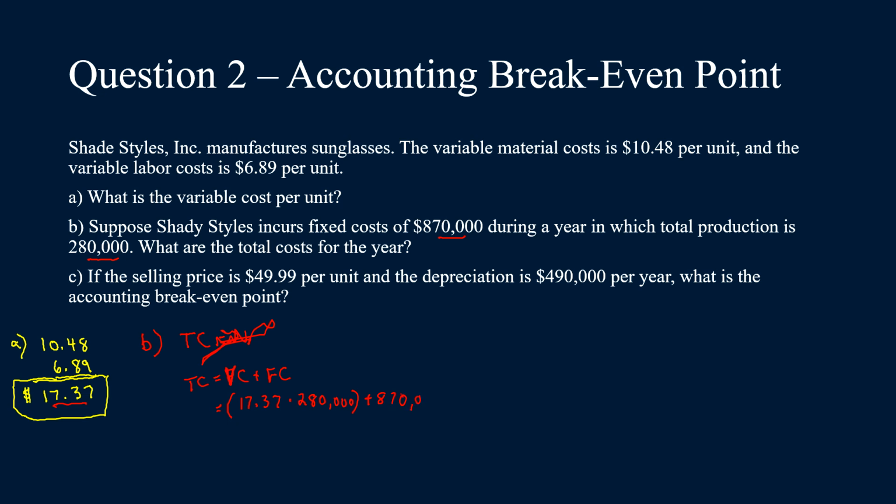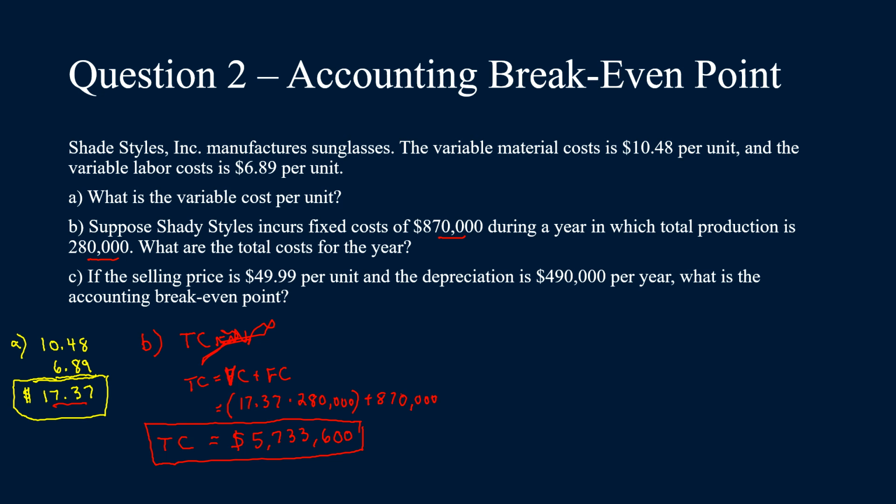Let's see. So let's just put those numbers into the calculator. We have 17.37 times 280,000 plus 870,000 fixed cost. So our total cost is going to be 5,733,600. Okay, and that's going to be our total cost.